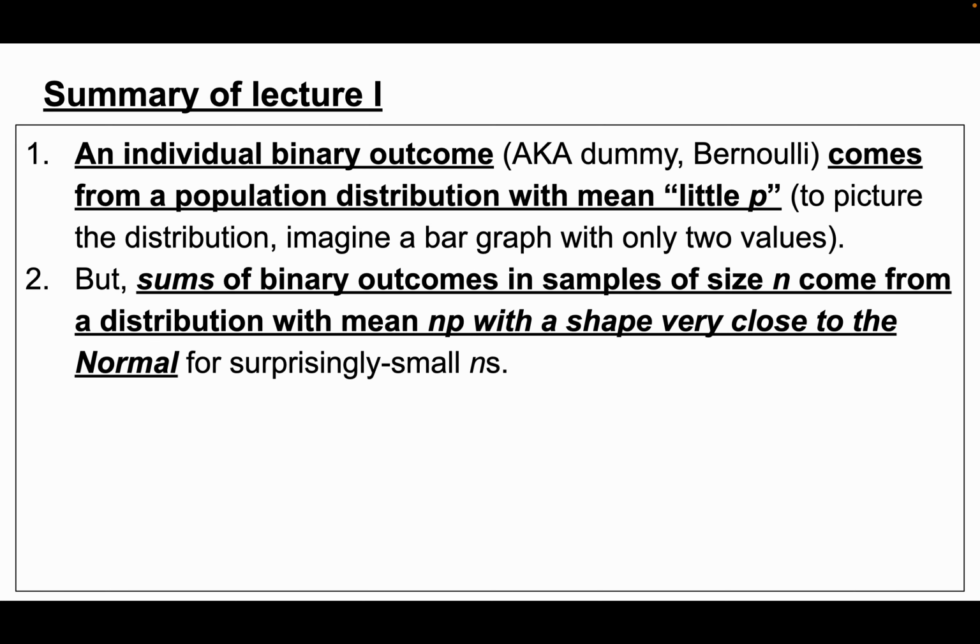But we might be interested to know things about the distribution of, say, group level outcomes, such as sums of binary outcomes. And so a sum of a binary outcome for a sample of size n actually comes from a distribution which has mean np and a shape very close to the normal for surprisingly small n's. So we know basically how this individual outcome is actually distributed across entire samples. So we know how the sums, which are very closely related to the means, by the way, are distributed across entire samples, which is a really cool fact that we'll use.